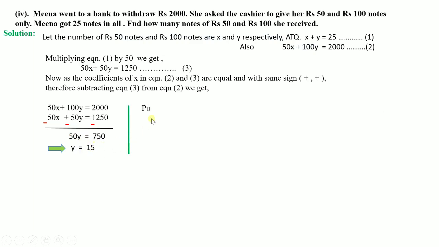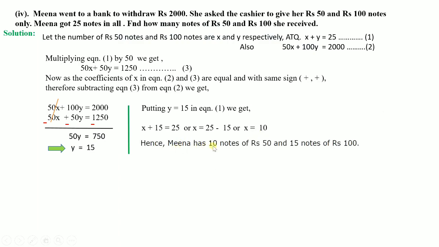So now we'll substitute this value, y is equal to 15, in equation 1. We get x plus 15 is equal to 25, or x is equal to 25 minus 15, which is 10. That is, Meena has 10 notes of rupees 50 and 15 notes of rupees 100. That's all about this question.